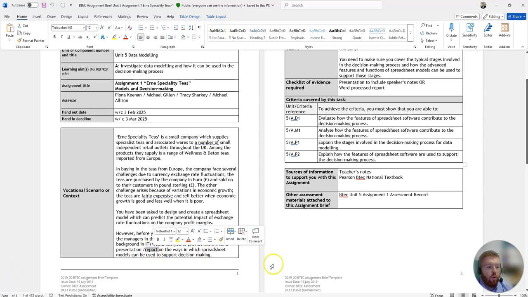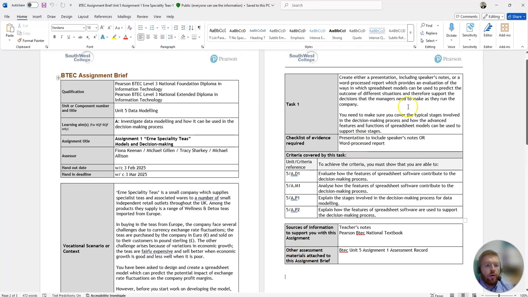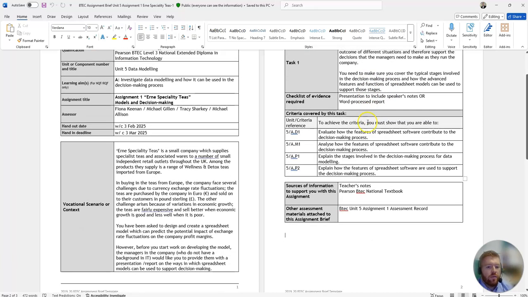You're going to do a report. Alright? So we're going to create a report which provides an evaluation of ways in which the spreadsheet models can be used to predict the outcome of different situations. Okay? We need to make sure we cover the typical stages involved in the decision-making process and how the advanced features and functions of spreadsheets can be used to support these stages. So watch this video a few times, folks, and take wee notes of what we're doing.